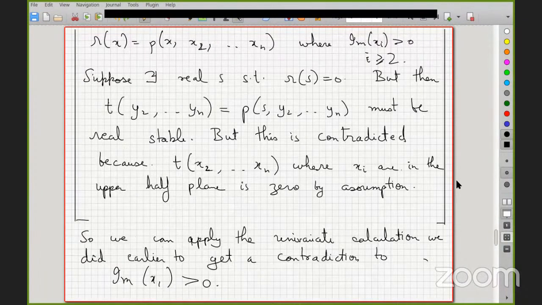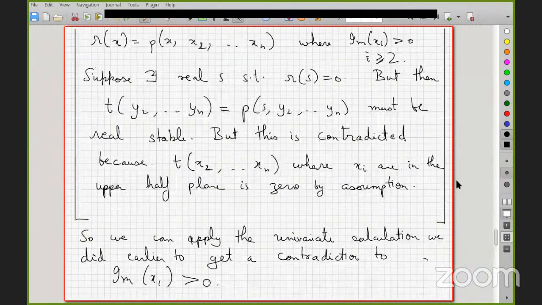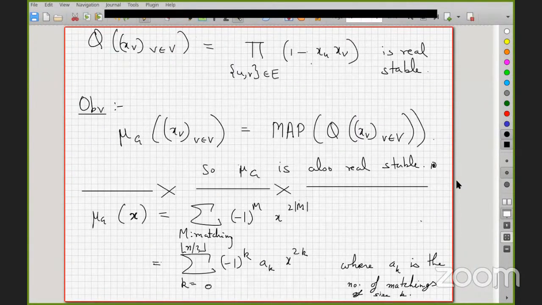This is not a problem when you're applying this map to the matching polynomial because the coefficients are so nice, nothing is going away, nothing is vanishing. There's always a constant term which is always there, so it's taking care of things. But in a general setting, you have to be careful about making sure that those boundary cases are handled correctly.